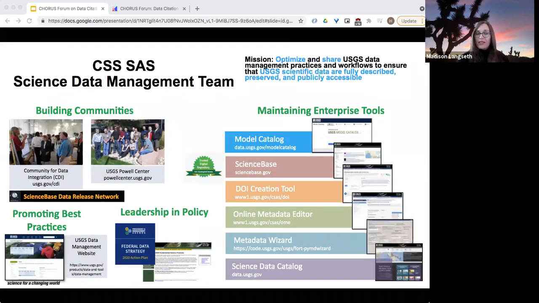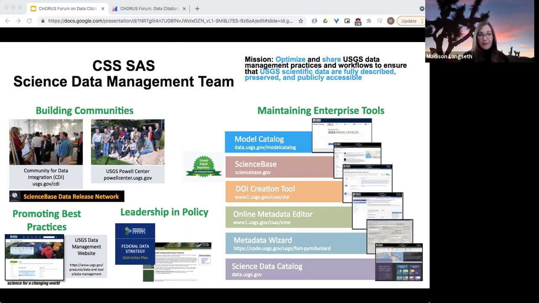Within the USGS, I'm with the Science Data Management team. Our mission is to optimize and share USGS data management best practices and workflows to ensure that USGS scientific data are fully described, preserved, and publicly accessible. We do this by maintaining a suite of enterprise tools, coordinating communities of practice, promoting best practices through webinars and our data management website, and participating in policy development.